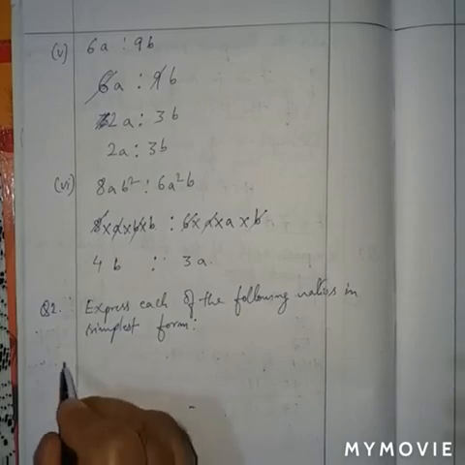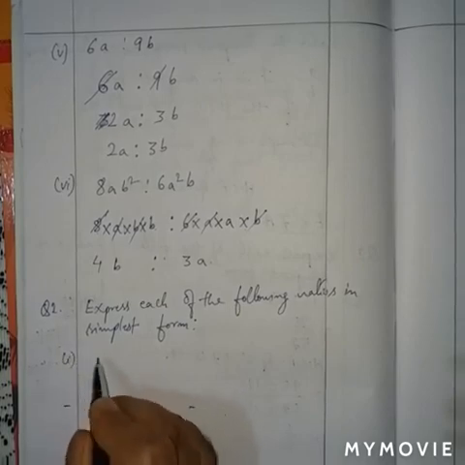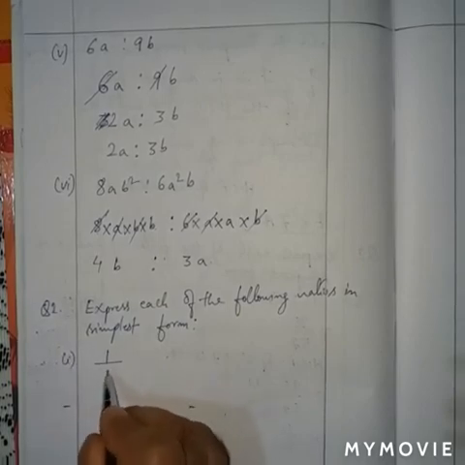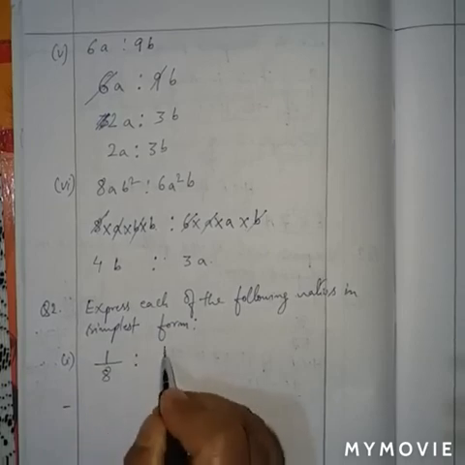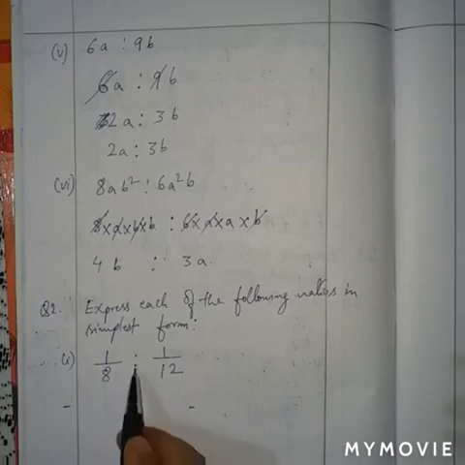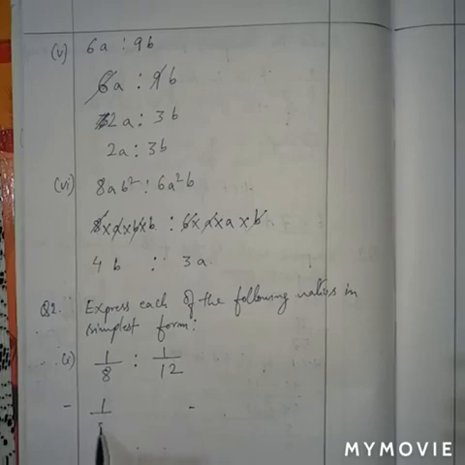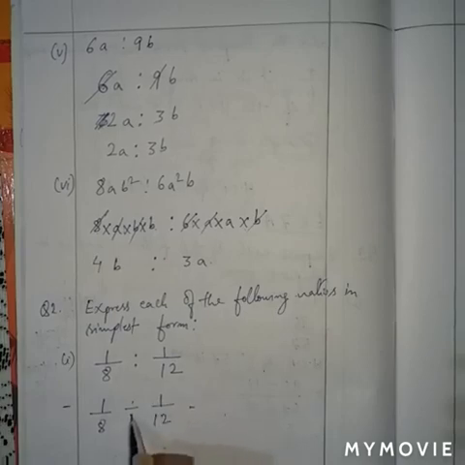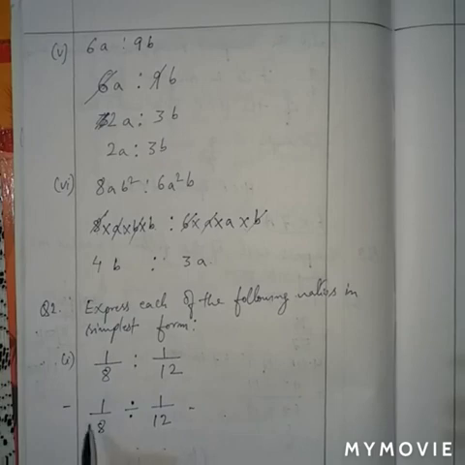So now question number 1. 1 by 8 is to 1 by 12. Here what we will do is we'll change this ratio sign into a division sign. 1 by 8 divided by 1 by 12. So now it becomes very easy.